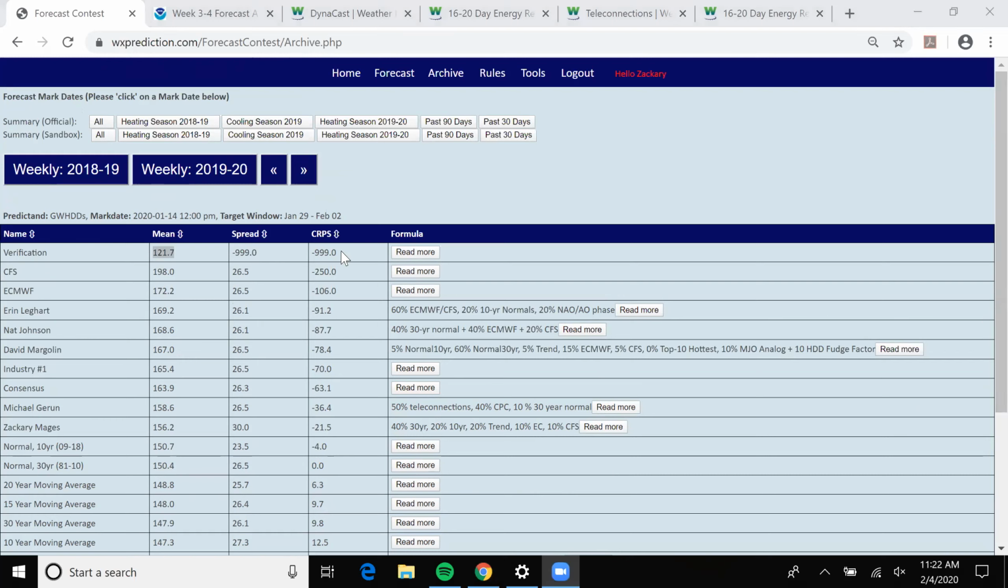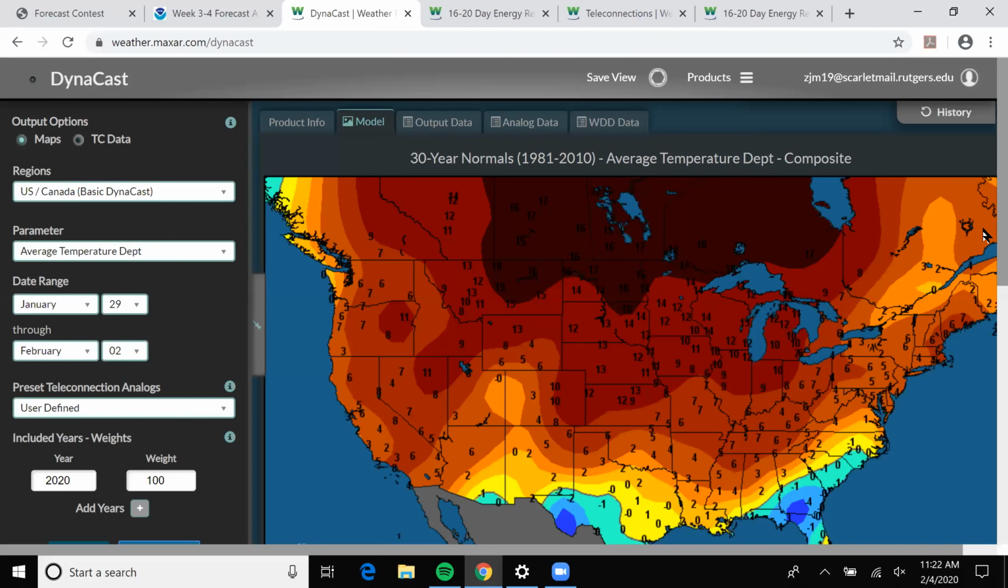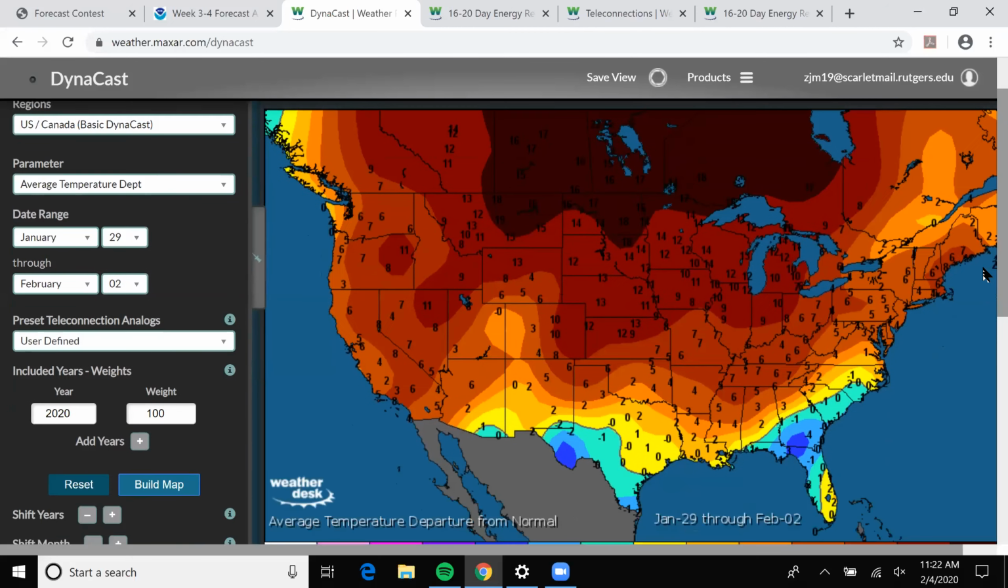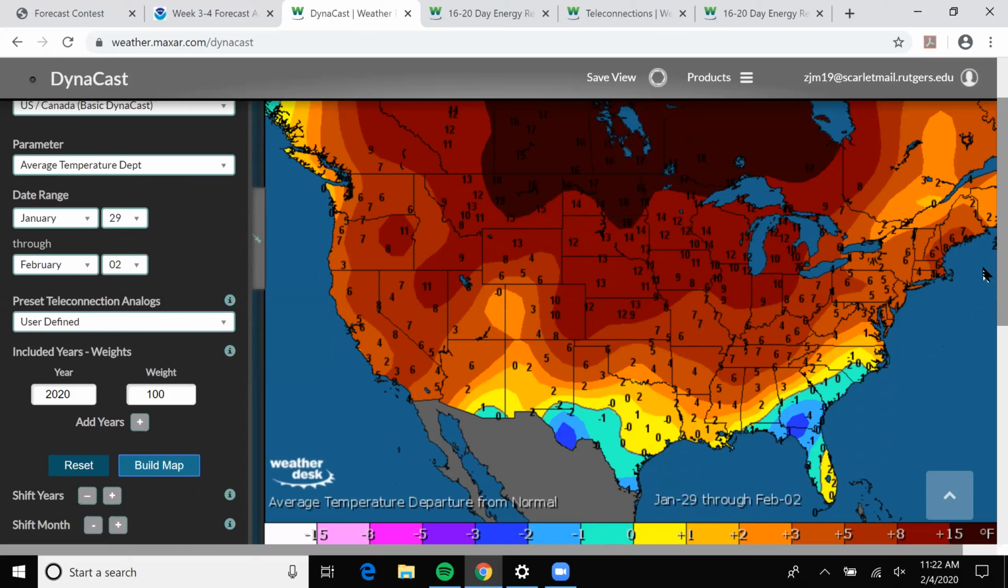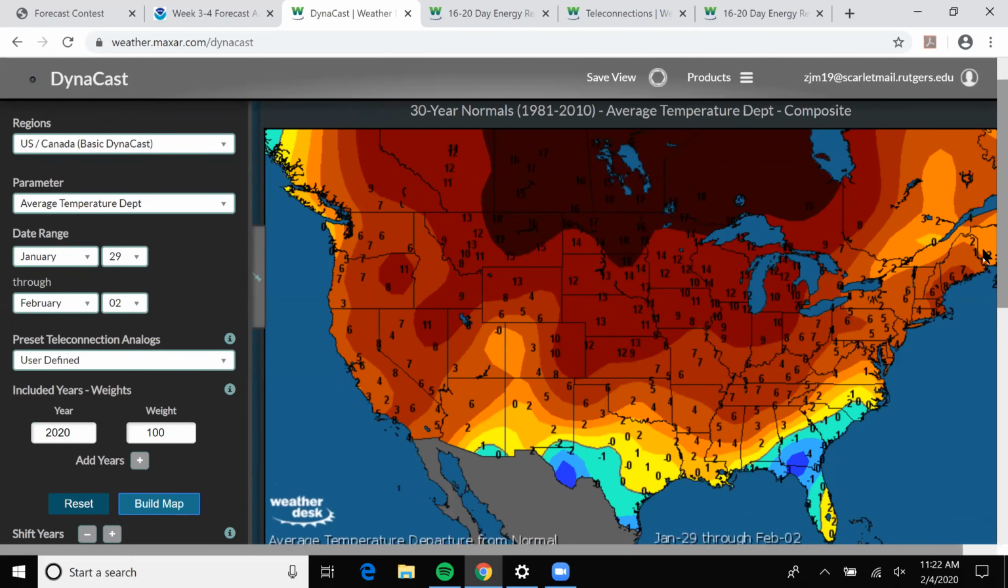So if we come back to the map, and I kind of previewed this a couple minutes ago, this was the verification for our period. We can see basically anomalous warmth across basically the entire country. I can't remember what last week was, but I think this looks like the warmest it's been recently. I don't know if you agree or not, Dave, or if you remember what last week or the couple weeks before that looked like, but this was pretty warm.